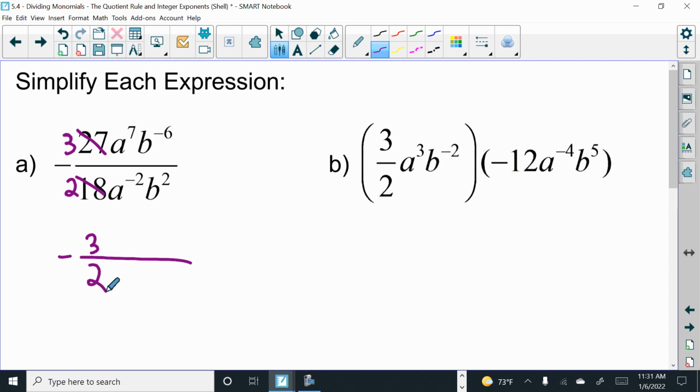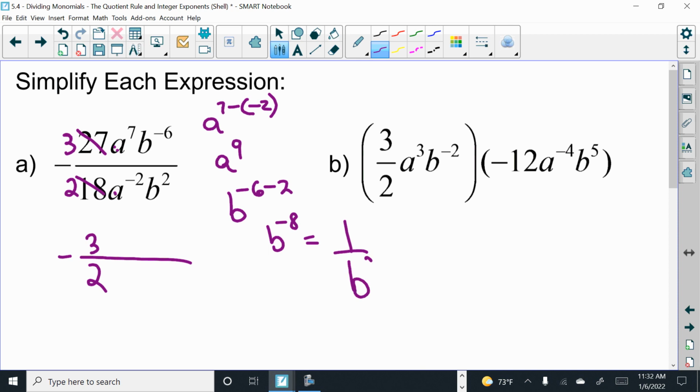Now, I got a to the 7 over a to the negative 2. Guys, let me show you the technical way, and then let me show you what Moto would do. The technical way is a to the 7 minus a negative 2. Because remember, when you're dividing, you're subtracting the exponent. So this is 7 minus a negative 2, so that's going to be a to the 9th power. And then for this guy, you got to go b to the negative 6 minus 2, which is b to the negative 8, which then equals 1 over b to the 8. So a lot of work involved. Easy work, but a lot of work involved.